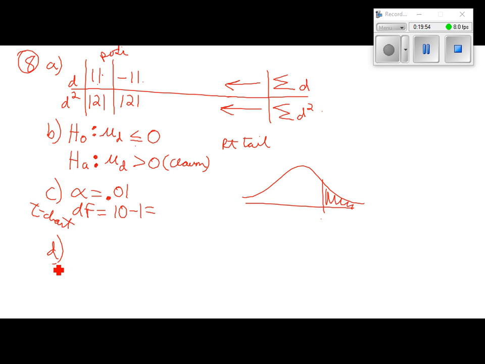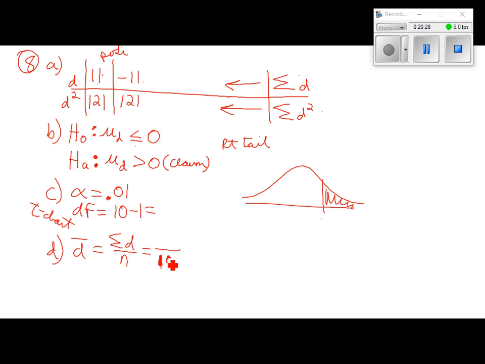On letter D, the first thing you have to do is find your D bar. D bar is just the sum of the D's divided by N. So in this case, you take this sum right here and divide it by 10. Whatever that number is when you add them all up in that first row, you divide by 10 because that's your N. Not 0.10, 10.